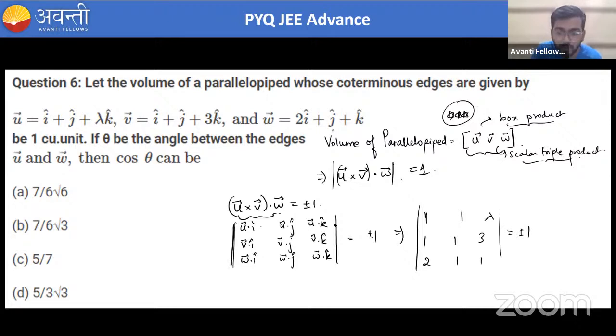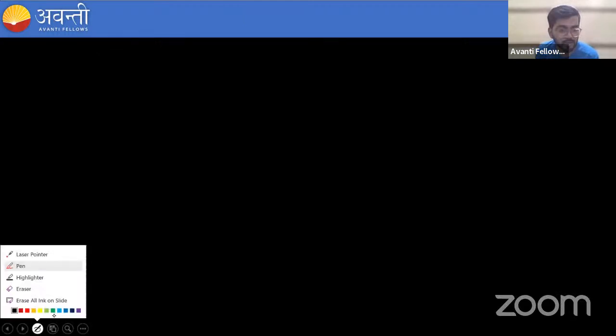So let us try to solve the determinant in the next slide. So this is given to us as the determinant with rows 1 1 lambda, 1 1 3, and 2 1 1, equals plus minus 1.